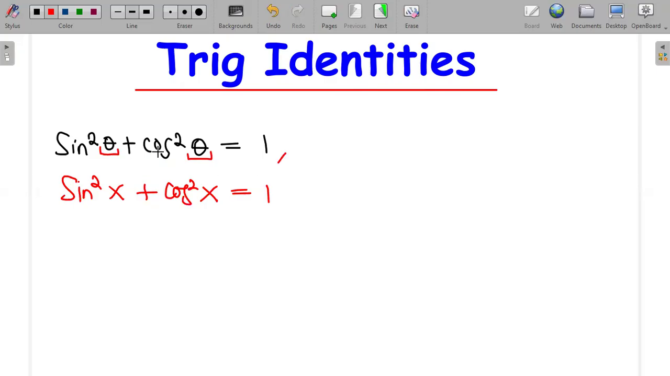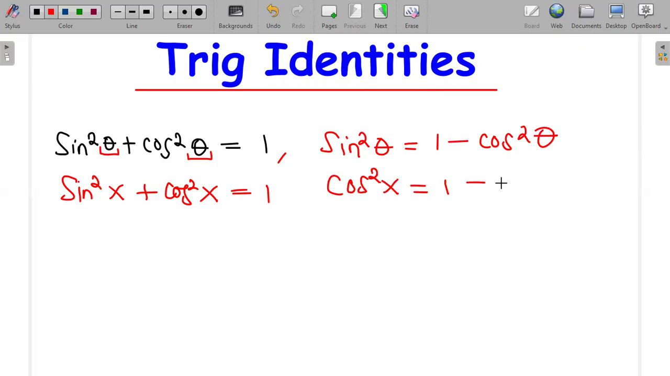For example, if I take the cos squared theta to the other side, what am I going to have? I'm just going to have sine squared theta is equal to 1 minus cos squared theta. Meaning that wherever we see sine squared theta, we can also replace it with 1 minus cos squared theta. And then here I can also take the sine to the other side, so that I have cos squared x is equal to 1 minus sine squared x.